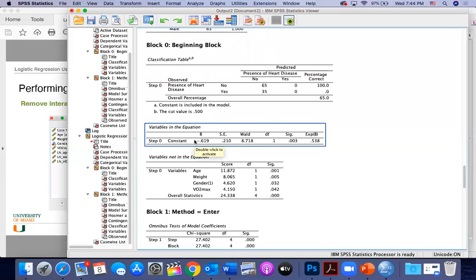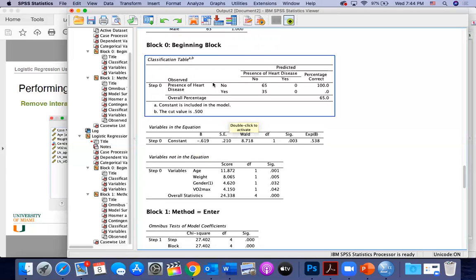What does this actually tell us? If you look at the classification table, it tells us that without including any independent variable, this model correctly identifies 65% of the cases.